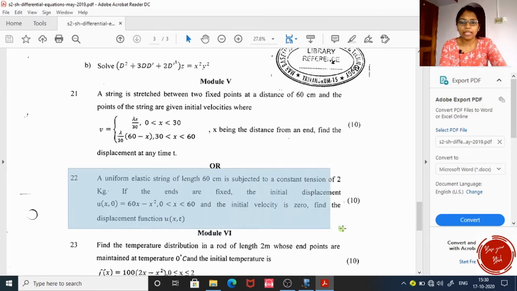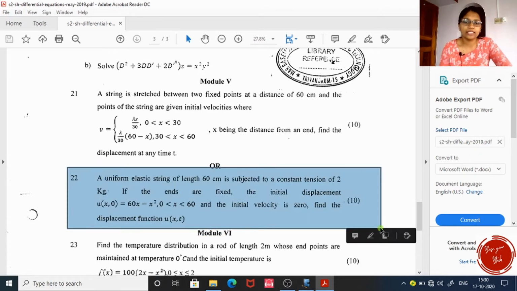A uniform elastic string of length 60 cm is subjected to a constant tension of 2 kg. If the ends are fixed and the initial displacement is this and the initial velocity is 0, find the displacement function u of x comma t. It carries about 10 marks. So let's see how it's done.